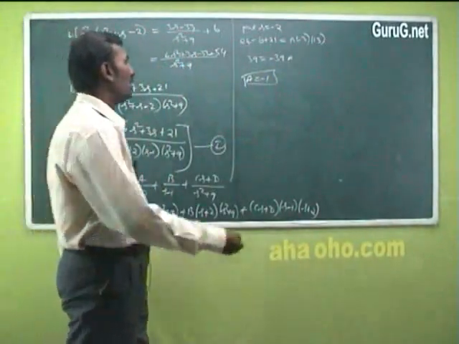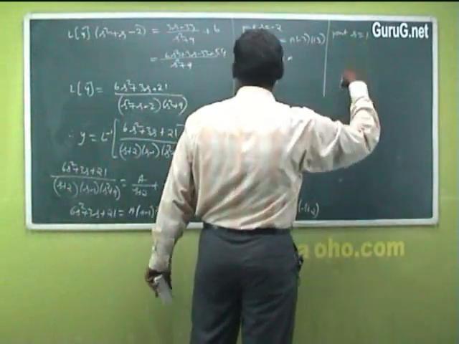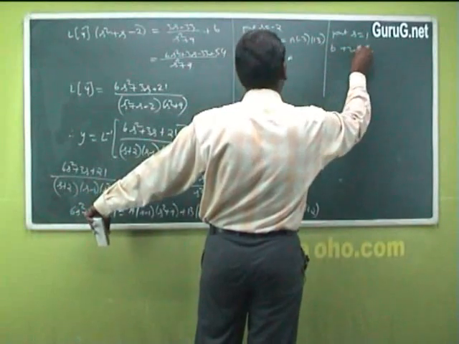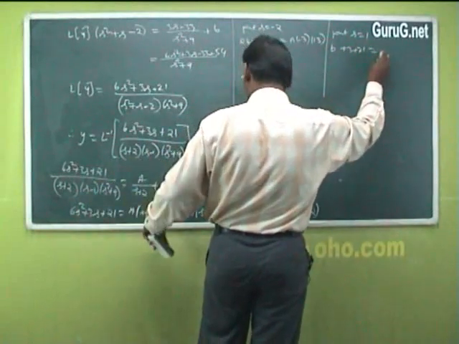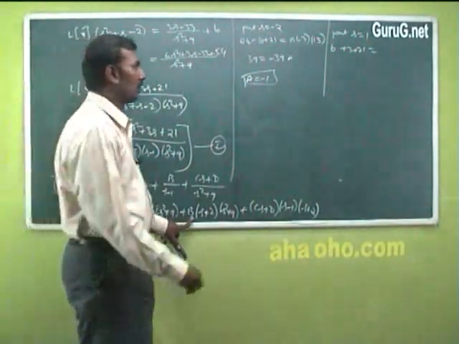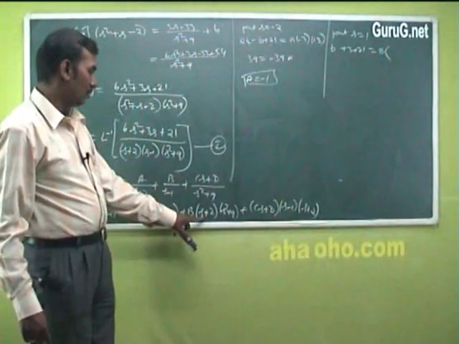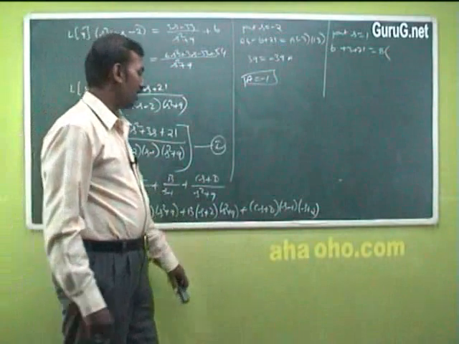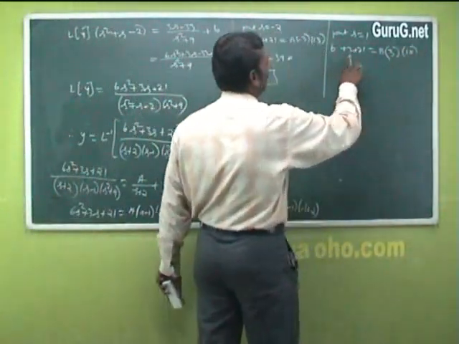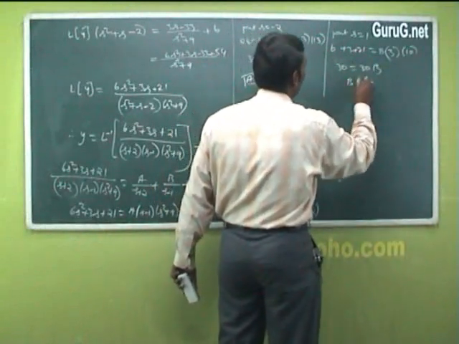Then put s equal to 1. So put s equal to 1, 6 plus 3 plus 21. So this is 0, this is 0, and this is b into, substituting 1, 3 into 10. So 30. So 30 equal to 30b, so b equal to 1, right?